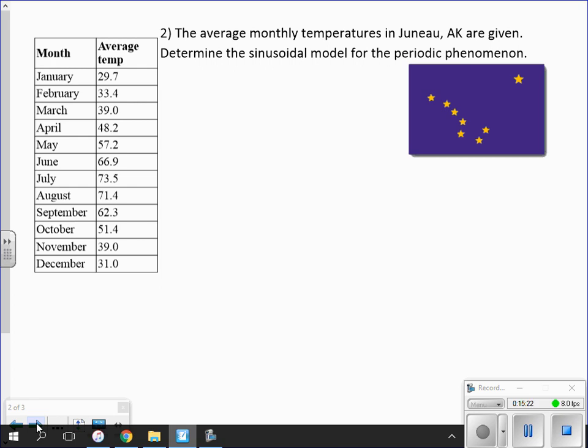Average monthly temperatures in Juneau, Alaska are given. Determine the sinusoidal model for the periodic phenomenon. So please take a few minutes, try and see if you can figure out the different parts you need to make it work. Amplitude, vertical shift, period change, what the B is for the period. See if you can figure out the phase shift. See if you can come up with the equation. Do sine or cosine. Actually, you should be able to do both. You do not need to make a prediction on this one, because we're on our new schedule.